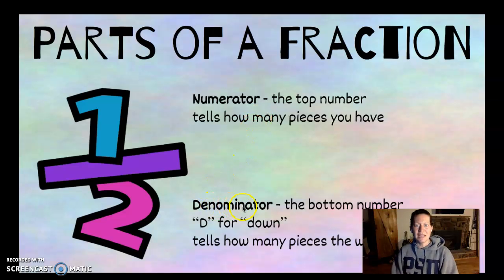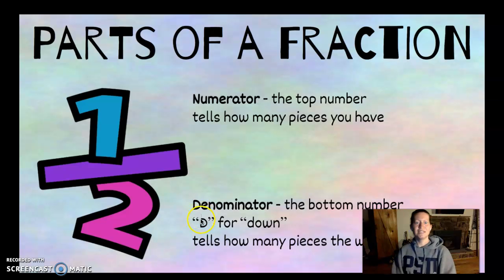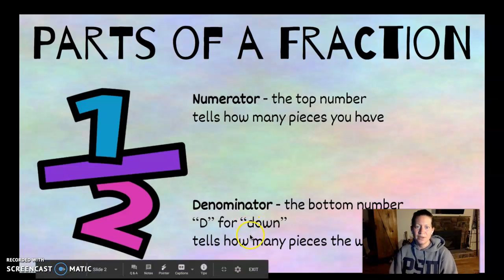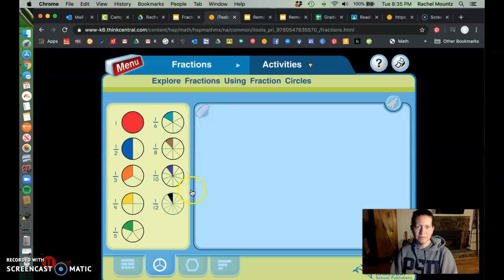The denominator is the bottom number, all the way down here. Whoops, went too far. I like to think D for down, denominator, down, okay? It tells you, listen carefully, not how many pieces that you actually have, but how many pieces the whole is cut into. So let's take a look at that together using our Think Central tools, okay?